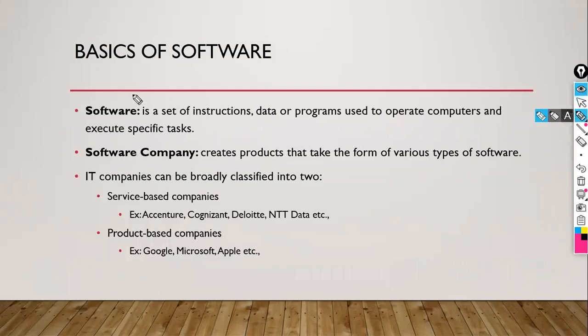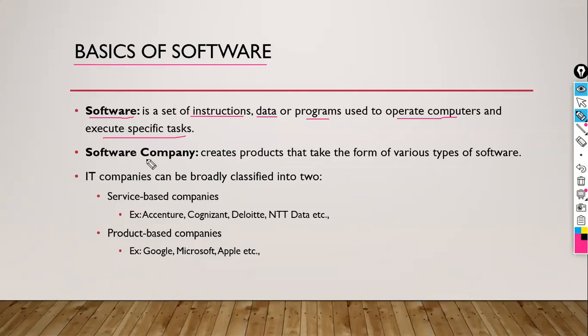We'll start discussing the basics of software first. So what is software? Software is a set of instructions or data or programs used to operate computers and execute specific tasks. Whatever the application or software may be, it is going to have some set of instructions which will do some specific tasks. Based on the set of instructions or programs, it will perform specific tasks, and that we call software.